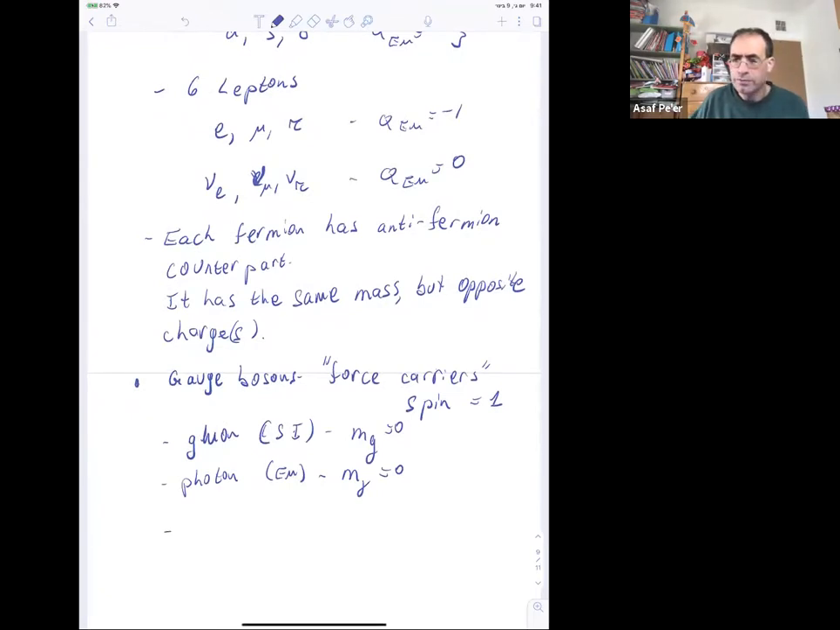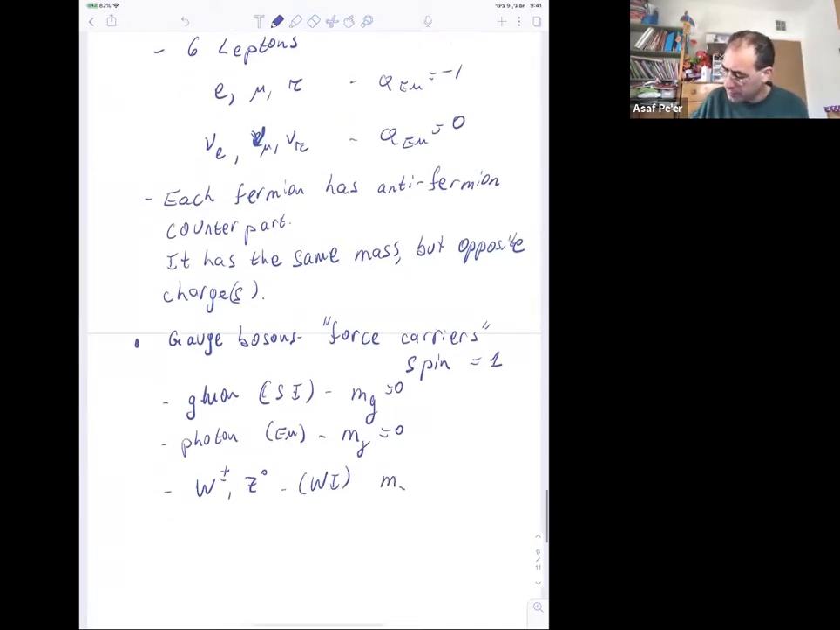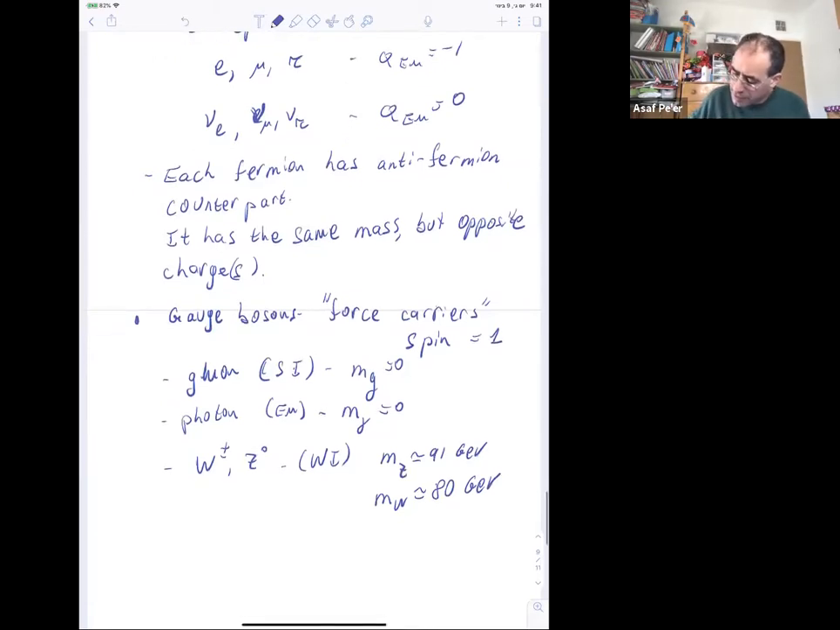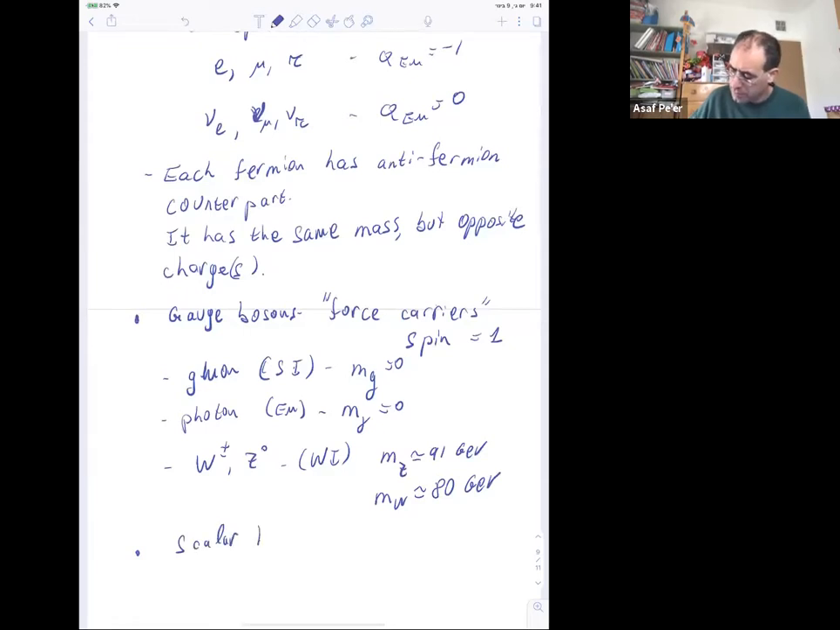And we have the W and Z bosons. These are the mediators of the weak interactions. They are massive. The mass of the Z boson is about 91 GeV, and the mass of the W particle is slightly lighter, about 80 GeV. And then the final particle is a spin zero particle, a scalar boson, called the Higgs boson. It has spin zero.